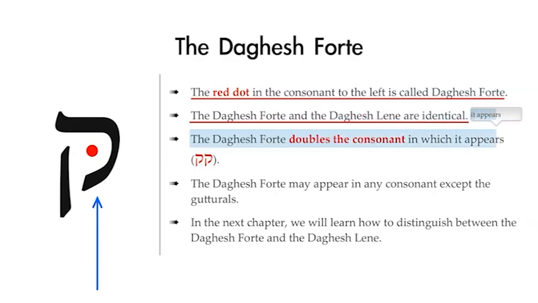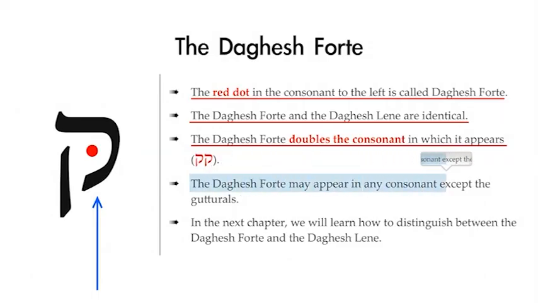The dagesh forte, however, doubles the consonant in which it appears. The dagesh lene hardens a bagad kafad consonant. The dagesh forte doubles the consonant. So if we were to render this example on the left-hand side of the page, a kof with a dagesh forte, we would render it as kof, kof, or two kofs.